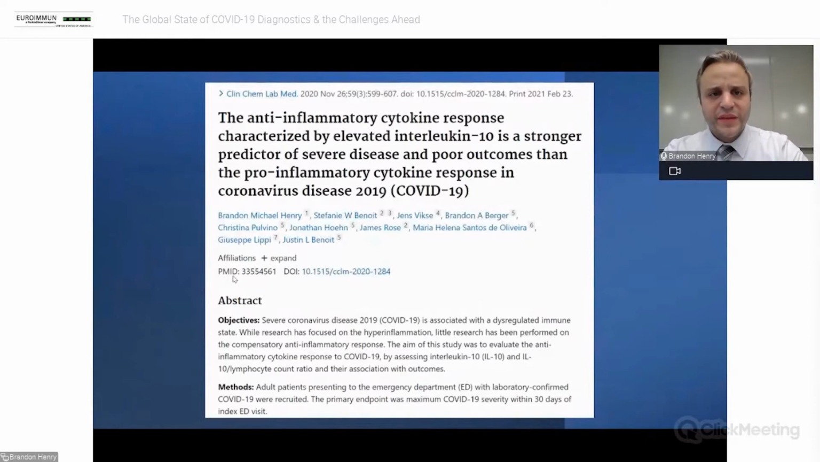and you don't develop that long-term immunity. When we talked about the cytokine storm, we looked at this particularly, and we found that interleukin 10 is a strong predictor of severe disease and poor outcomes. We did a study at Cincinnati Children's, and we found that looking at both IL-10 and IL-10 to lymphocyte count ratios was more associated with predicting severe outcomes than was looking at the pro-inflammatory response, such as interleukin-6 and interleukin-8. So certainly immune suppression plays a big role in COVID-19, probably doesn't get enough attention.